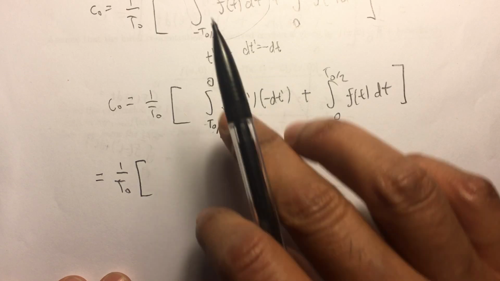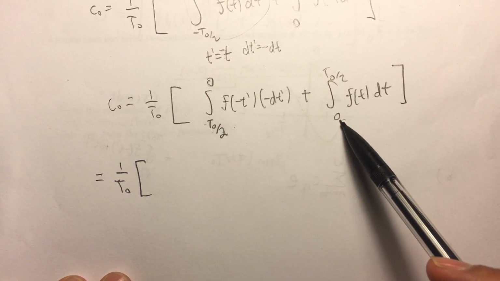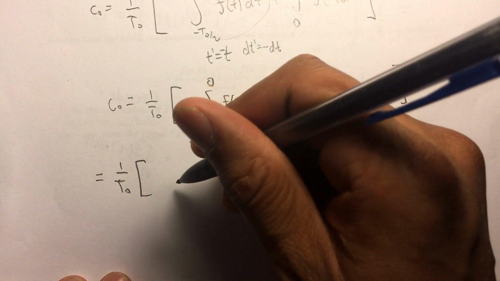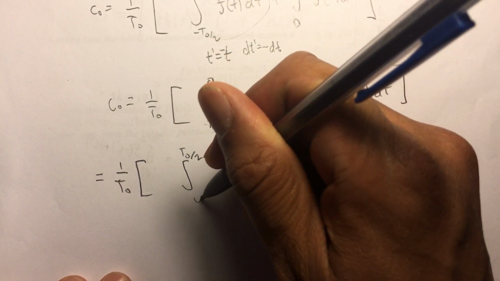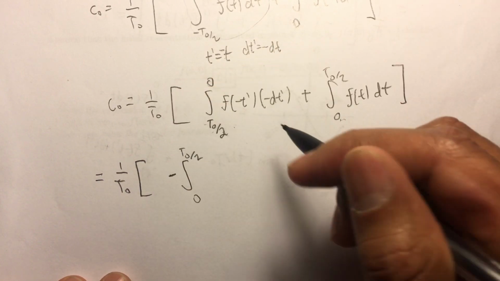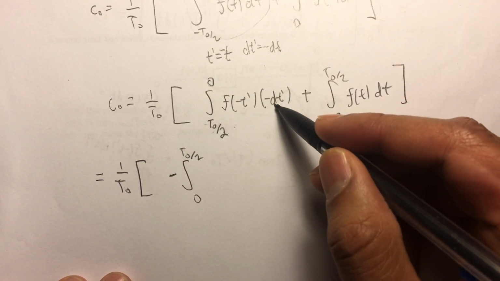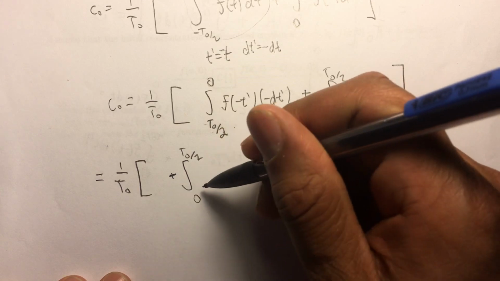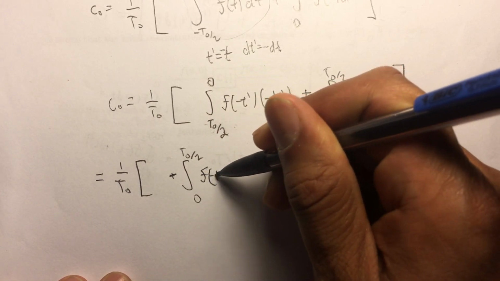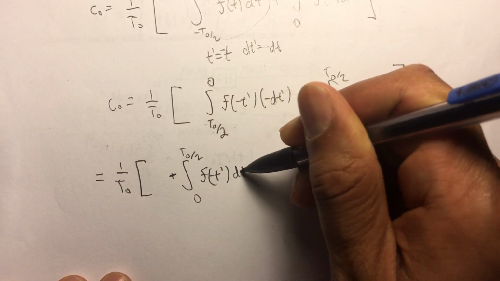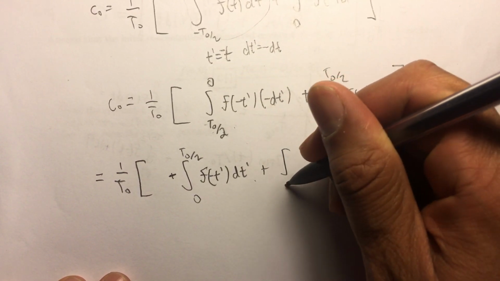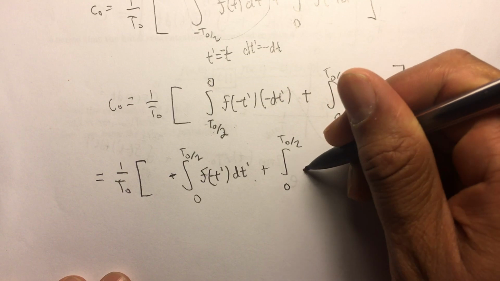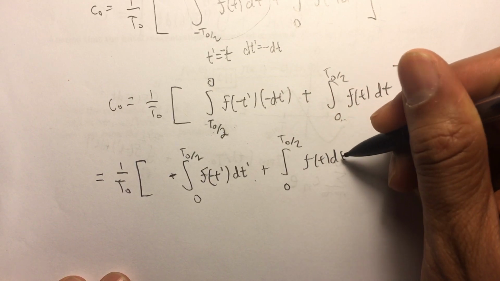Now, what I'd like to do here is swap these limits because I want to make it look similar to the one on the right. If I do that, I have to take a minus sign out here. That cancels with this minus sign, so that's going to give me a plus sign, f of minus t prime dt prime plus integral from 0 to t naught over 2 f of t dt.